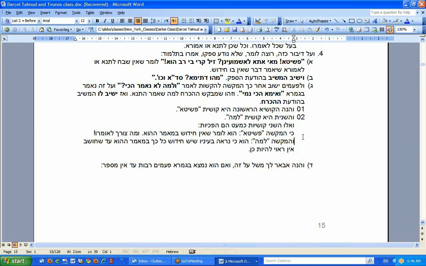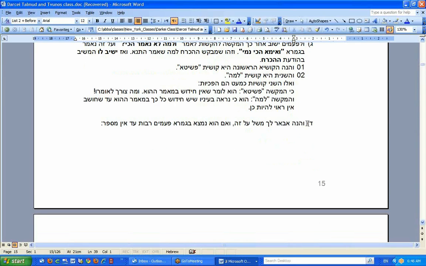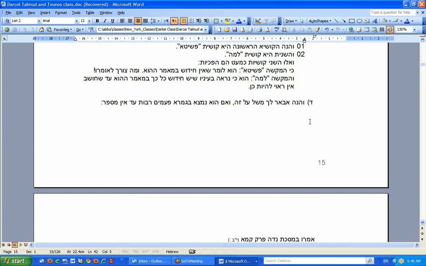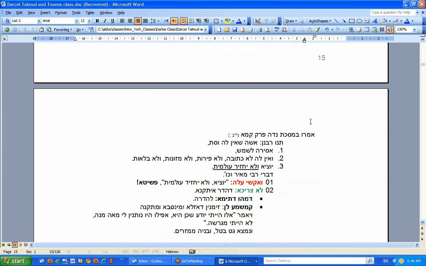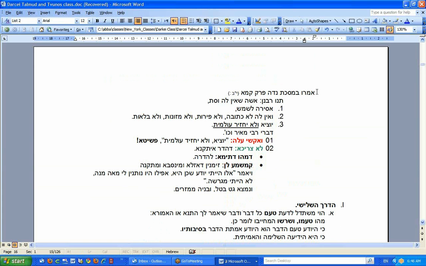Now he's going to give an example, and I hope this example should be clear. V'hine avar b'cham mashal al zeh v'im hu nimsa b'gemara pamim rabos ad ein mitzvah. Okay, I'm going to give you a lot of examples. I'm going to give you an example of this parrying back and forth, which exists in the Gemara infinitely. So here's the Gemara. The Gemara happens to be in Nida. Okay?